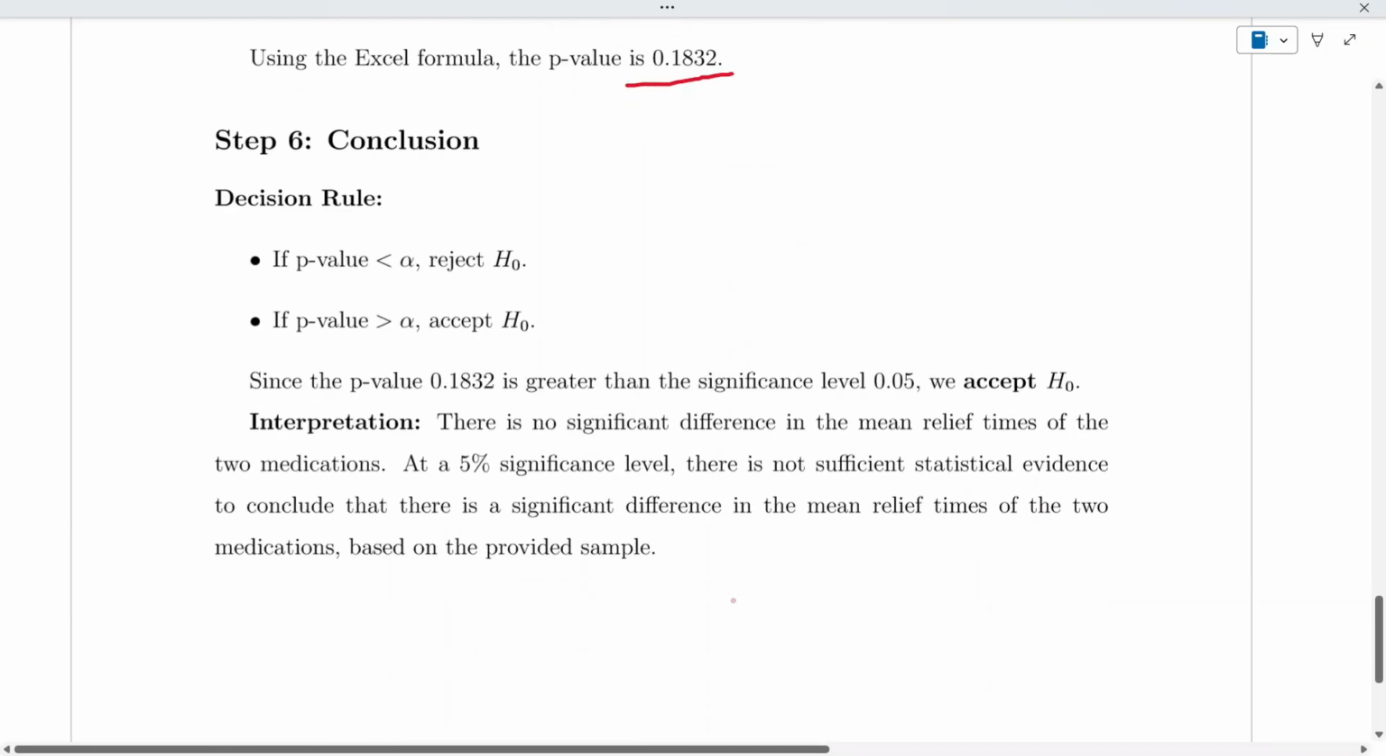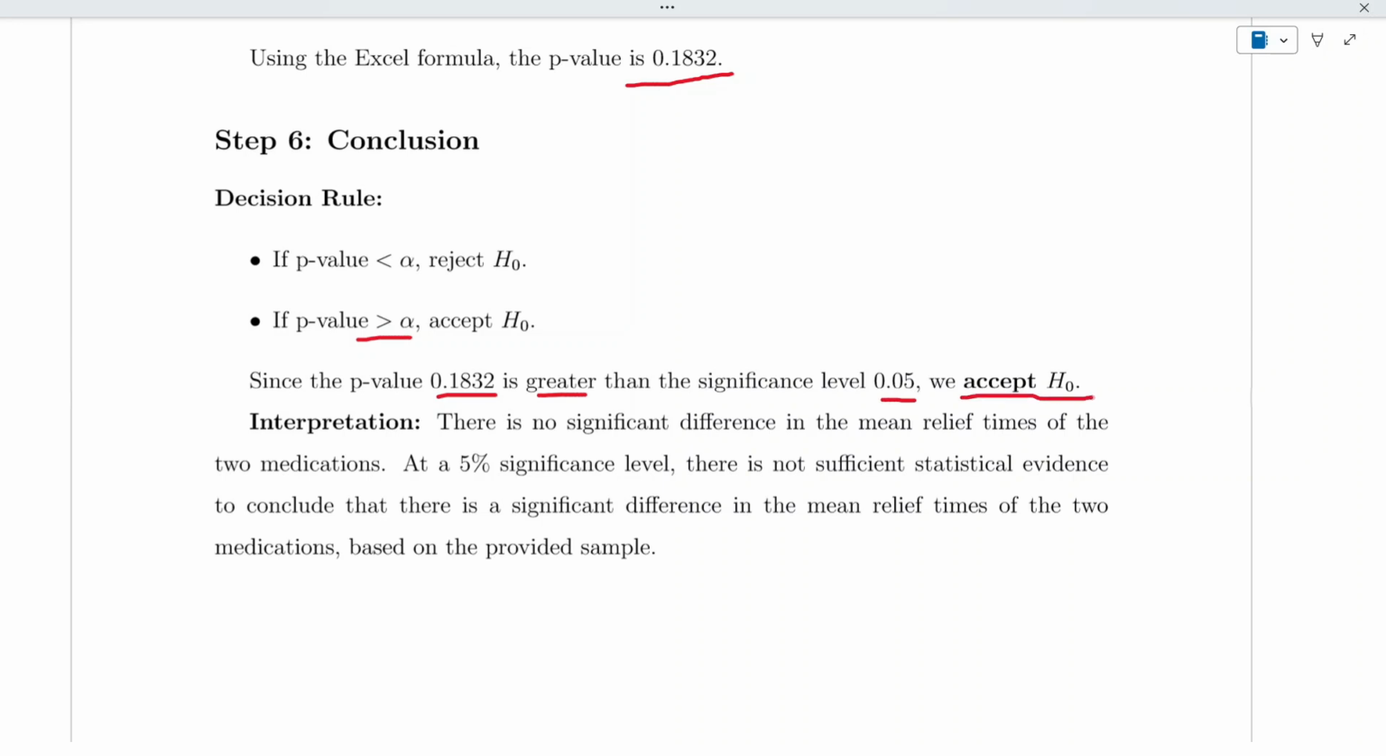Step 6. Make the conclusion. If the p-value is less than alpha, we reject the null hypothesis. If the p-value is greater than alpha, we accept the null hypothesis. Here, the p-value of 0.1832 is greater than the significance level of 0.05. Therefore, we accept the null hypothesis.